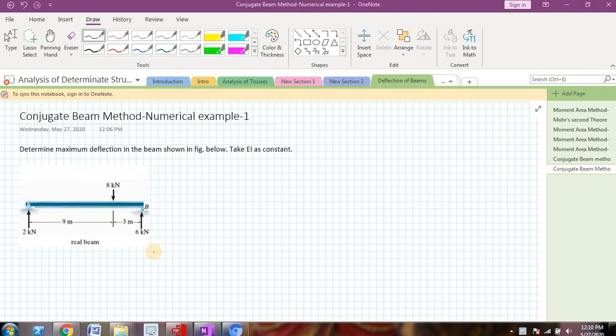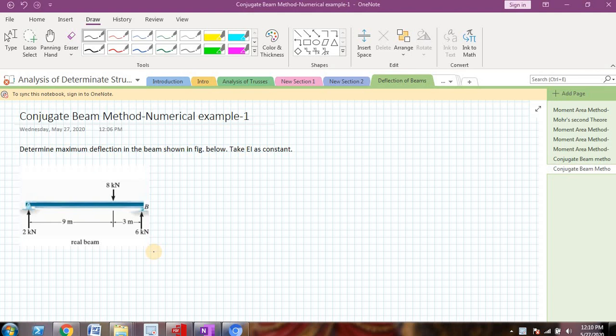So we are in the series of videos on conjugate beam method. In my previous video I have just explained you the quick introduction about the conjugate beam method, how we can use that. Now using this simple numerical example I will try to elaborate the concept of conjugate beam method and will try to find how to find the deflection.